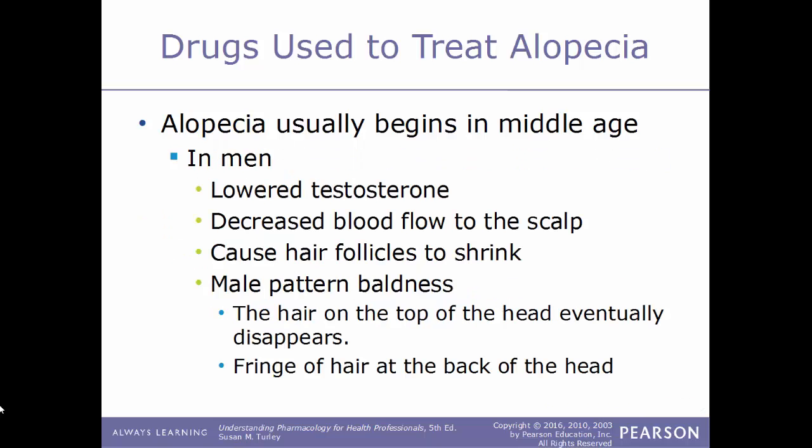In men, it can be caused by a lower testosterone. It can be caused by a decreased blood flow to the scalp. This can cause the hair follicles to shrink and will lead to male pattern baldness. So the hair on top of the head eventually will disappear. This will eventually leave just a fringe of hair at the back of the head.